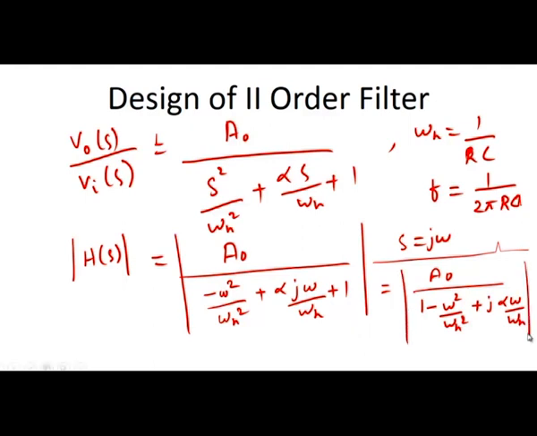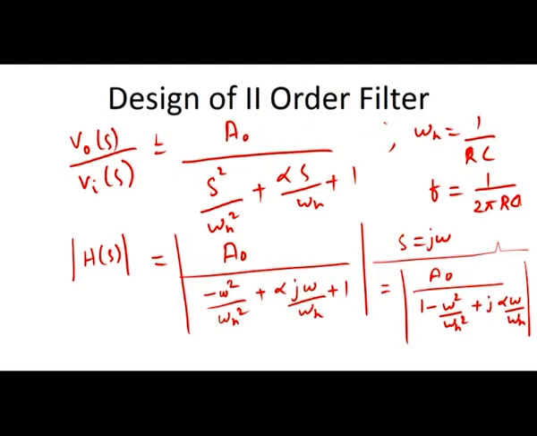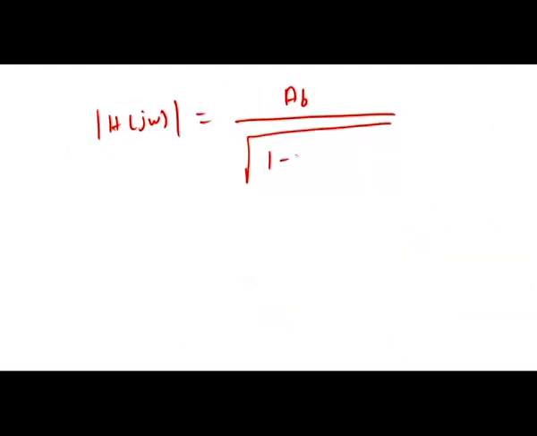If you take the modulus of this value, it is A naught divided by the root of the real term squared plus the imaginary term squared. The real term is 1 minus omega square by omega h square, the whole square, and the imaginary term is alpha omega by omega h, the whole square. So this is the real term square plus the imaginary term square, and in the numerator it is A naught, or simply you can consider this as A.